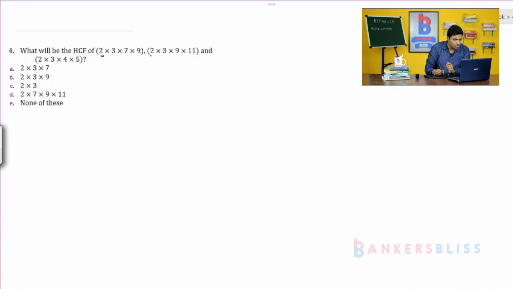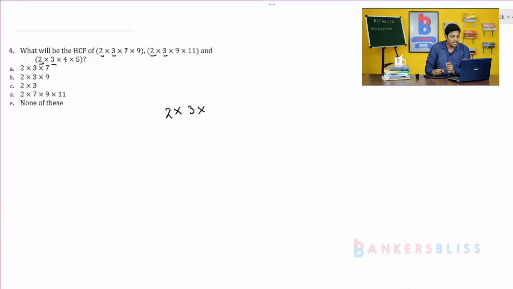2, 2, 2. So in your answer 2 is one of the number. Next, 3, 3, 3. So in your answer 3 is one of the number. Next, 7 is not there. So 7 is not the common factor. Next, 9 is in two numbers but it is not in the third number. So 9 is not the common factor. And 11 is in the second number but it is not in the first as well as in the third number. So 11 is not the common factor.